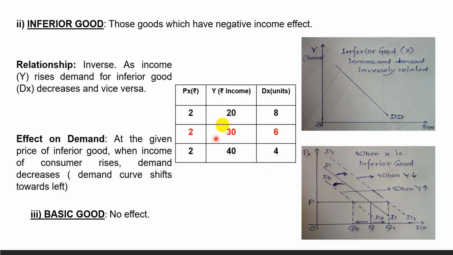So if we represent this relationship, income and demand for inferior goods, then we'll have a downward sloping demand curve representing income and demand for inferior good inversely related.